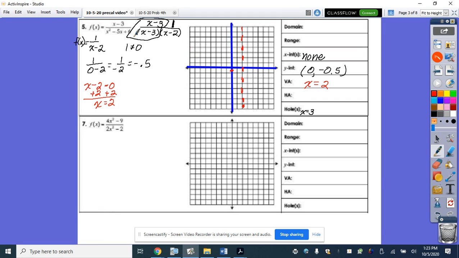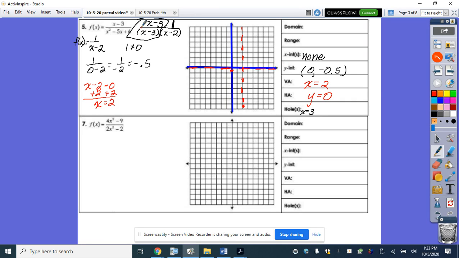Okay, horizontal: the degree on the top, because I don't have an x, is 0, and the degree on the bottom is 1. So the degree on the top is smaller than the degree on the bottom, so it's y equals 0. So here is my other asymptote, which makes sense because we don't have an x-intercept, right?